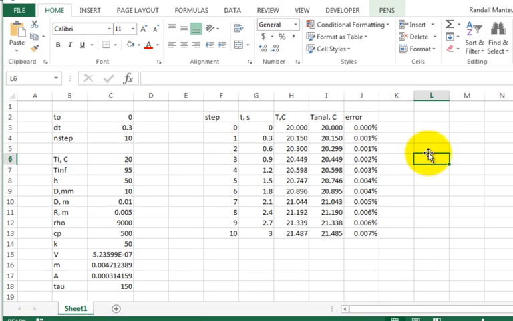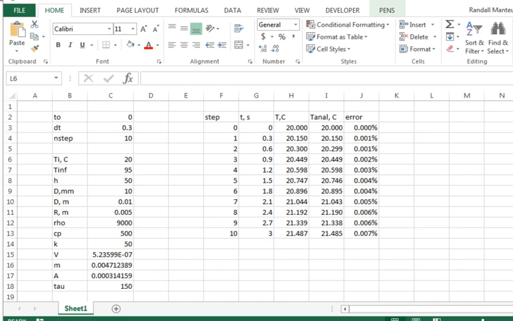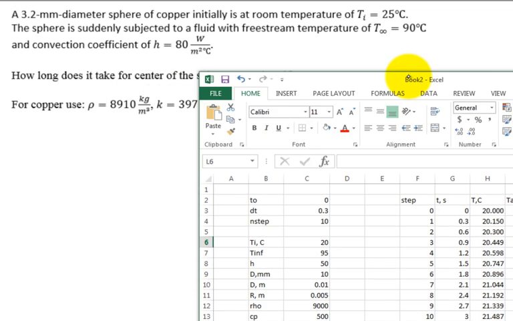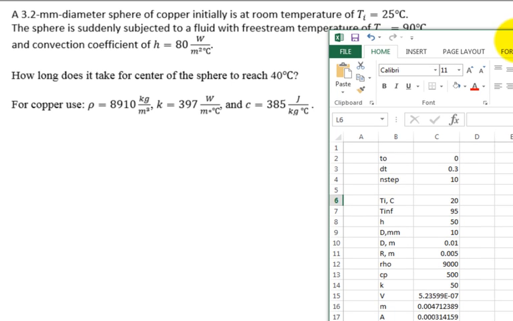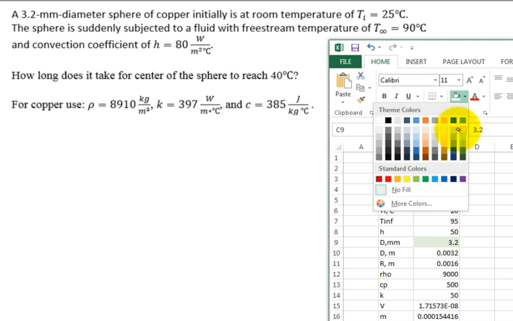All right, let's go back to this part. Boom, I have a problem. It says it's a 3.2 millimeter diameter sphere of copper. Well, if I already built the Excel spreadsheet, I'm kind of just going to come over here and start percolating in here. So 3.2 millimeter diameter. I'll come over here. Instead of 10 millimeter, 3.2. Boom. So if I wanted to, I could show that I have updated that one by changing the color.